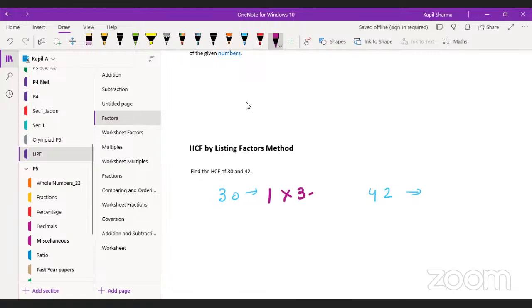30 is basically 1 times 30, then 2 times 15, 3 times 10, 5 times 6, and then eventually we're going to write 6 times 5. Since we have the same pair, we'll stop here.